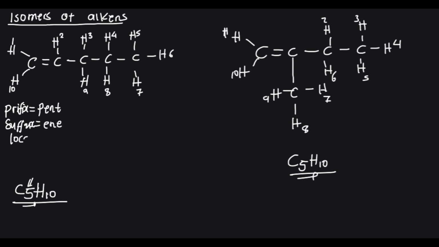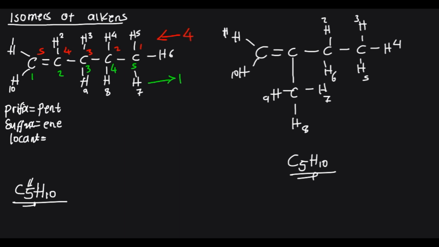From there, let's look at the locant of the double bond. If we number from the left, we have 1, 2, 3, 4, 5, and the double bond is on carbon number 1. Then if we number it from the right, we have 1, 2, 3, 4, 5. In this direction, we can see that the double bond is on carbon number 4.